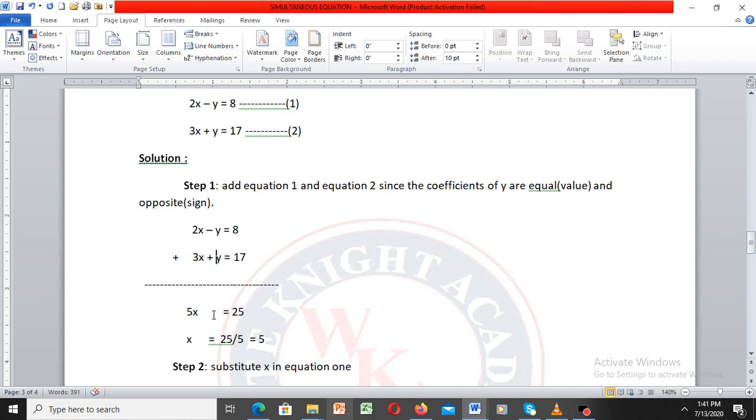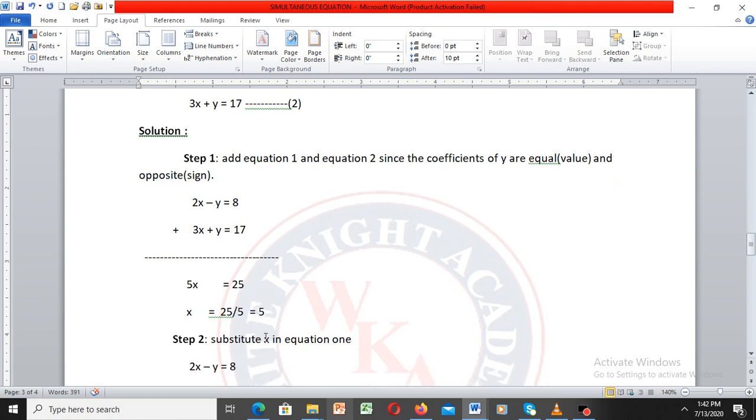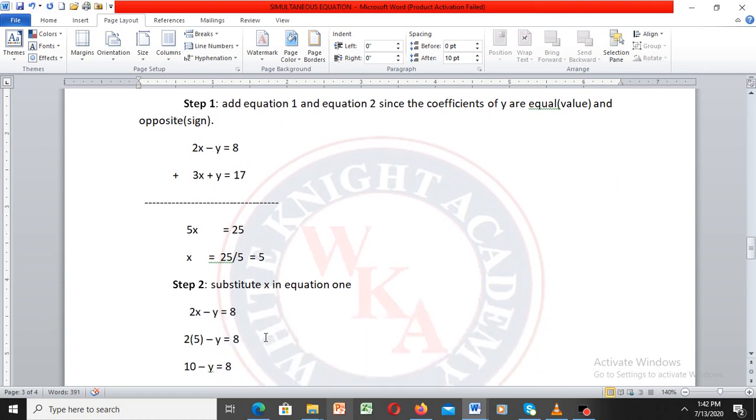So we are not writing anything here, because in mathematics 0 means nothing. Equals 8 plus 17, which gives you 25. Then the next thing we're going to do is divide both sides by 5. So x is going to be equal to 25 divided by 5, and our answer is 5. Our x is 5. Then the second step is to substitute x in equation 1.